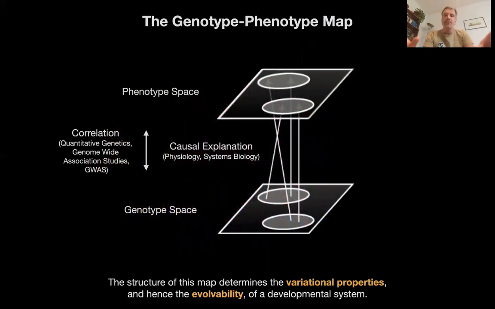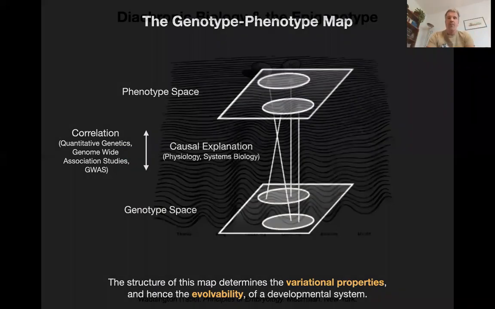And that's the sort of field of physiology and systems biology that's trying to fill the gap between those two levels of variation. Okay, so that is not just a central topic in evolutionary developmental biology, but also one of the central topics in evolutionary systems biology. So what is a causal interpretation of this map?